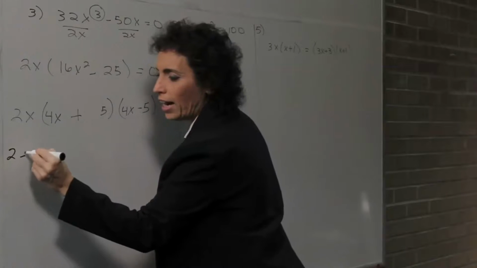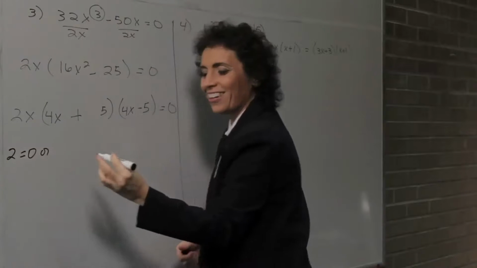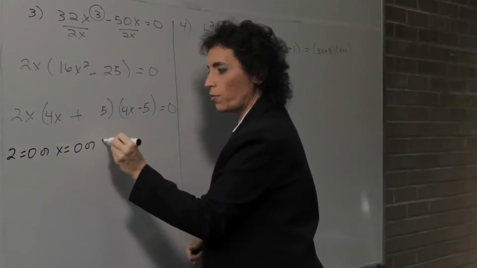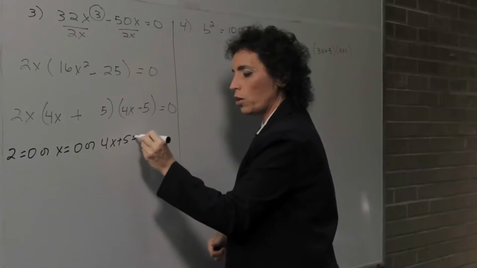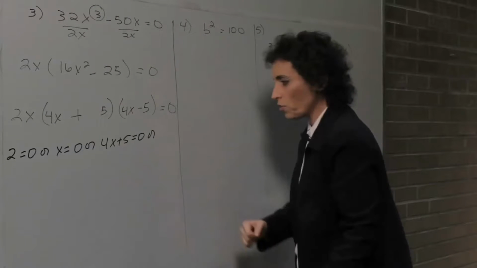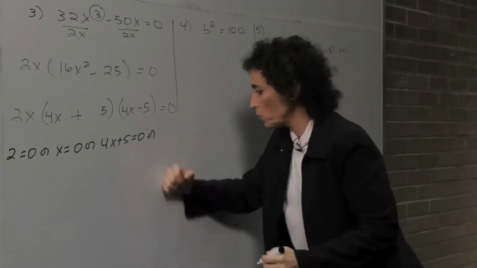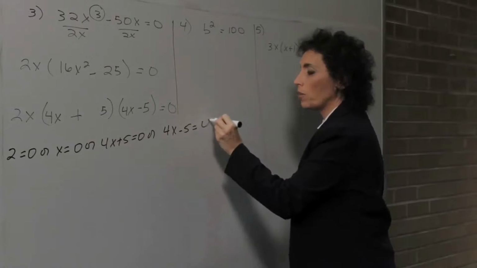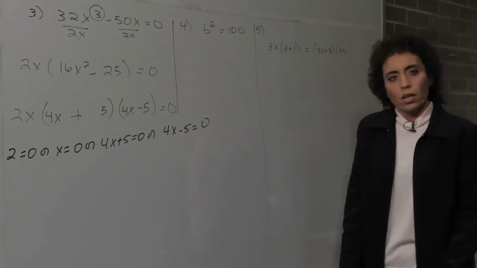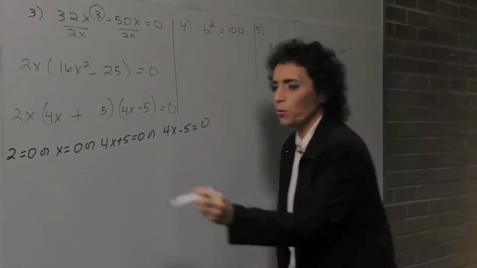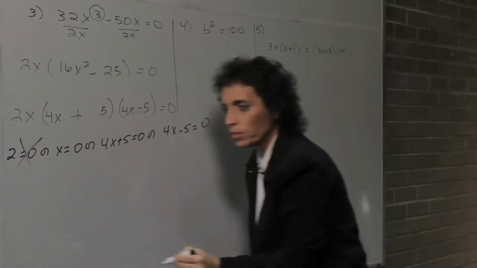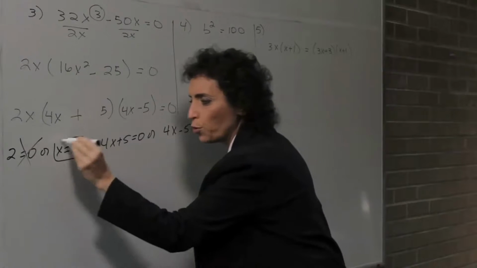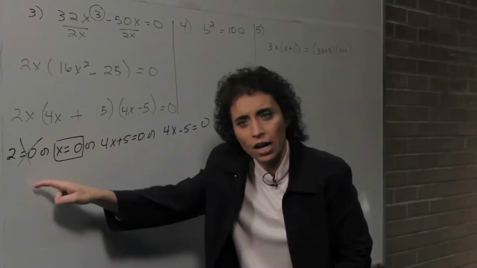So I have 2 equals 0, or x equals 0, or 4x plus 5 equals 0, or 4x minus 5 equals 0. Here we go. Ready? 2 equals 0. Garbage. Right? 2 can't be 0. Contradiction. x equals 0. That's okay. Do you see the difference? This has a variable, that does not.